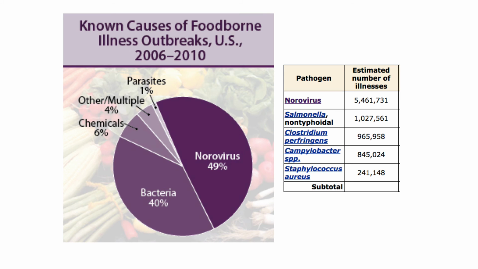So here's a graph which is a bit old, but it shows you norovirus, 49% of known causes of foodborne illness. The CDC and USDA, the US Department of Agriculture, track this very carefully because they want to try and encourage good food preparation practices. See, bacteria, 40% of the outbreaks. Before norovirus was discovered, which wasn't that long ago, we had no idea that viruses were such a big cause of foodborne outbreaks of illness.